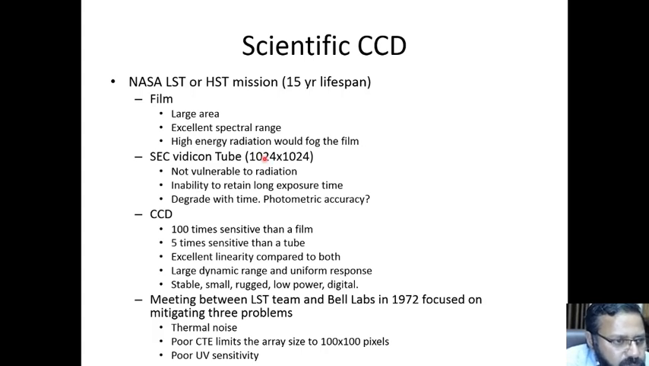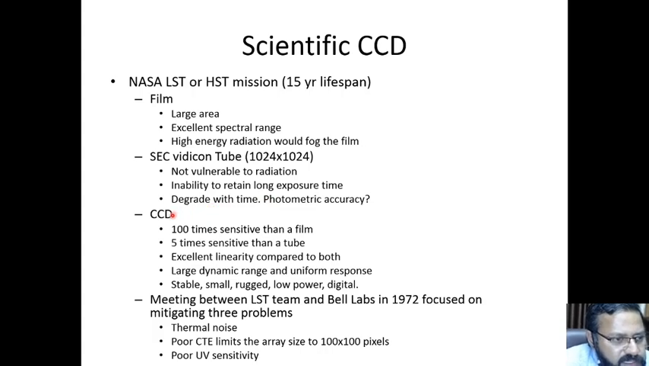Whereas in case of tubes, the tubes used to degrade over time, and the lifespan of HST was 15 years as planned at that time. So it suffered with photometric accuracies due to this degradation.